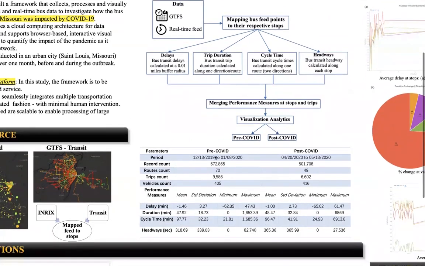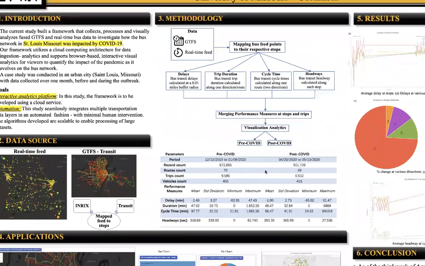Data was collected pre-COVID from the 13th of December to the 8th of January, 2020, and during COVID from the 20th of April to the 13th of May.